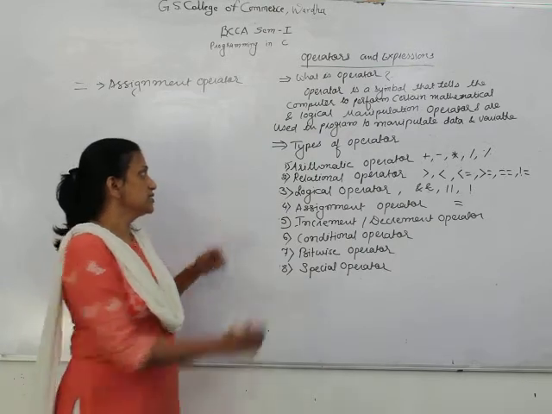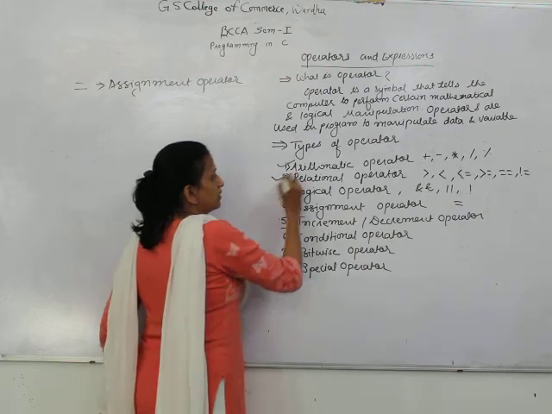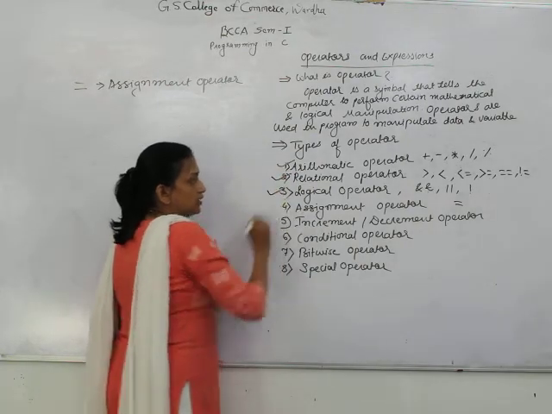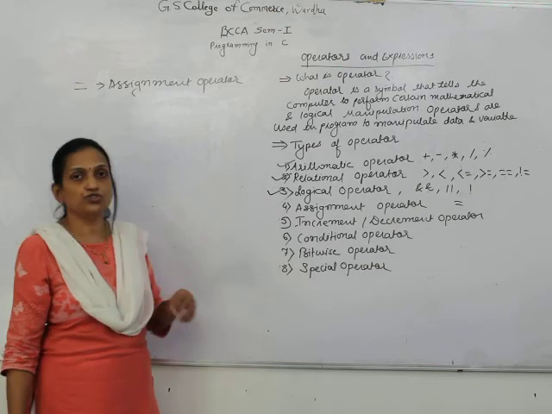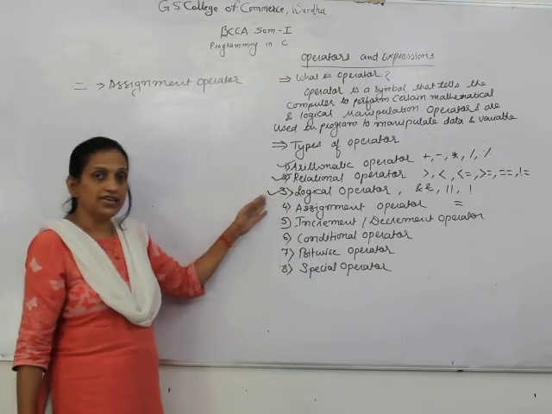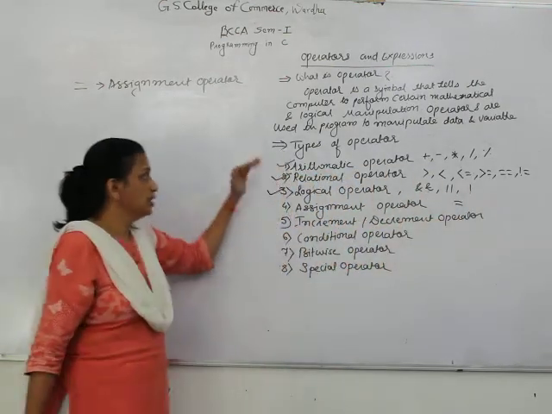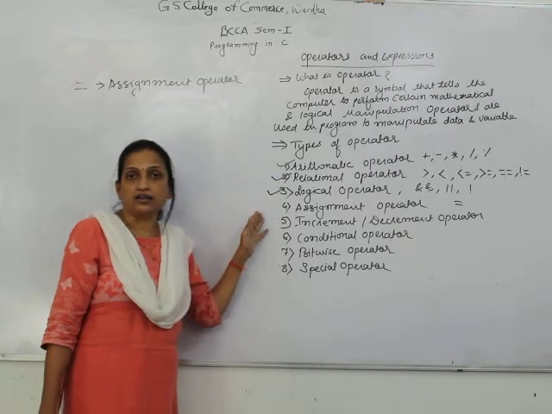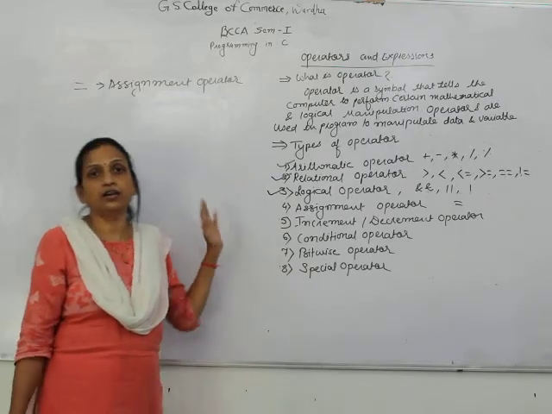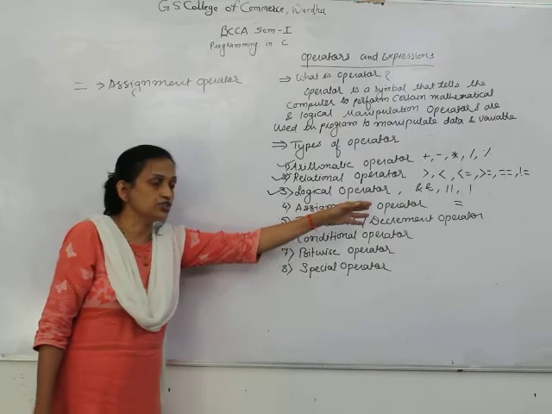So we had learned arithmetic, we had learned relational, we had learned logical operator, which is used to combine two or more expressions. So logical operators are and, or and not. So these operators we had learned in our previous lecture. Today we are going to learn the assignment operator.